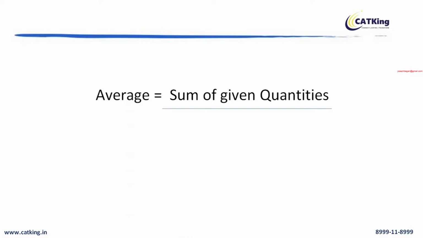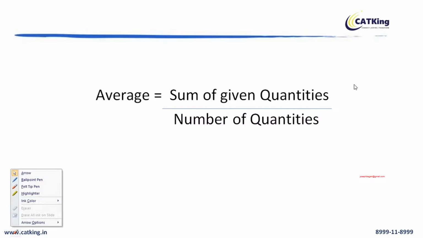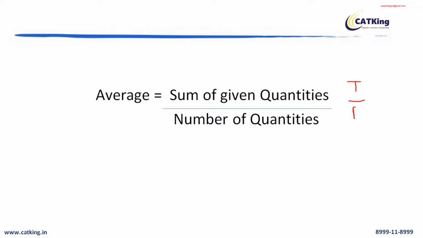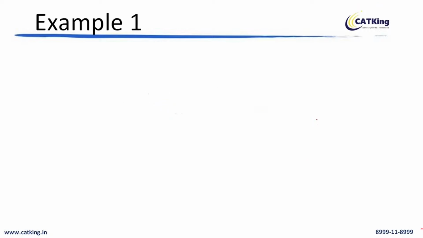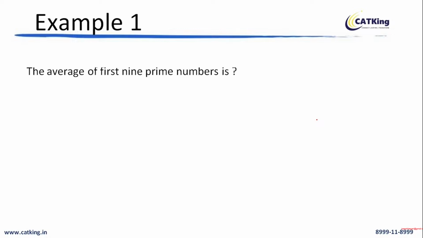Alright, so let's start. The basic formula for averages is the sum of the given quantities upon the total number of quantities. I hope you all know this, and it's a fairly simple formula. Sum of the given quantities upon total number of quantities. Sum of quantities is denoted by T, and number of quantities is denoted by N. So the average is T upon N, where N represents the number of quantities. Okay, let's solve a few examples.